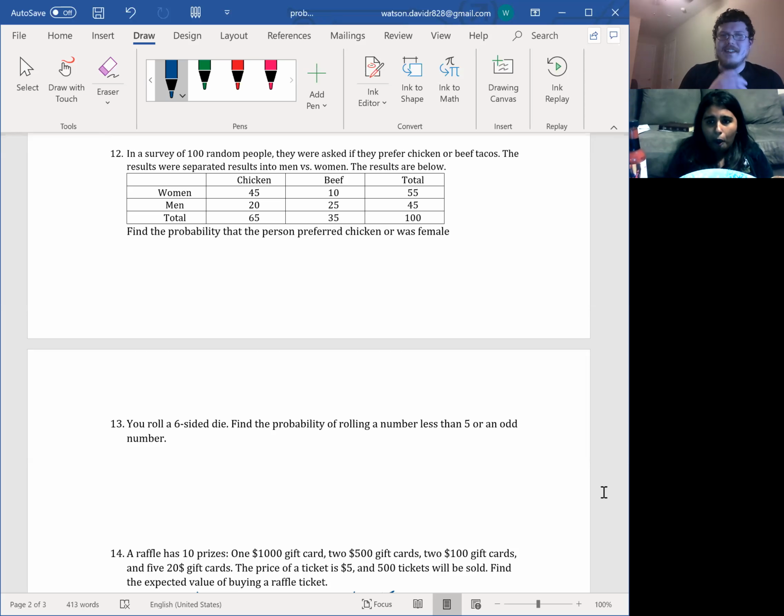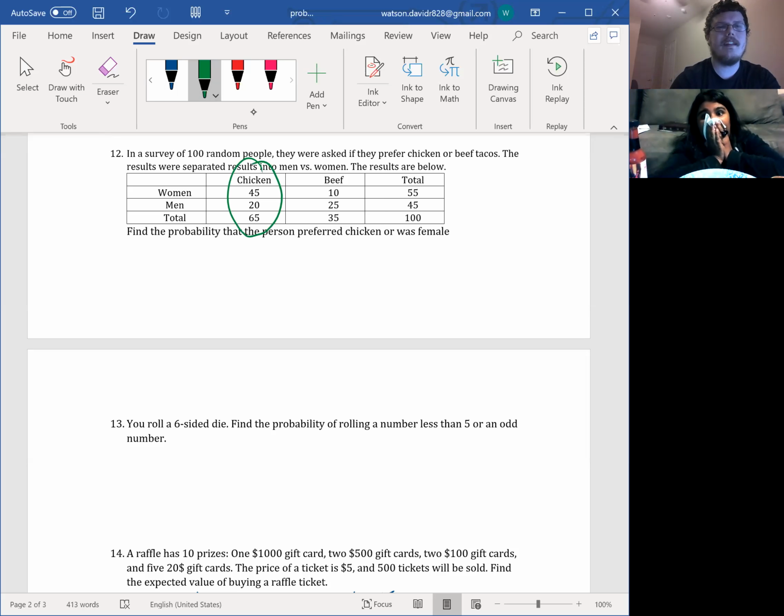In a survey of 100 random people, they were asked if they prefer cheese or tacos. The results were separated into men versus women. The results are below. Find the probability that the person preferred chicken or was female. All right. So probability preferred chicken, 65 out of the total of 100.